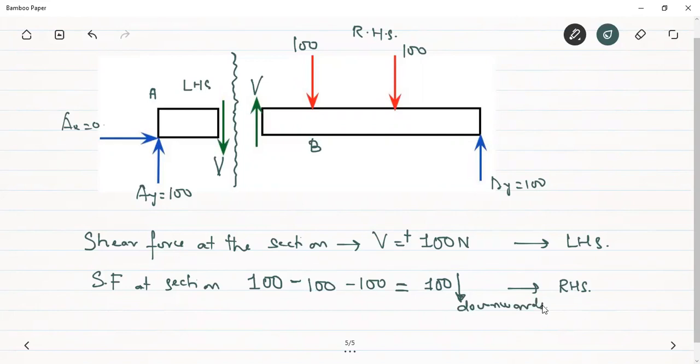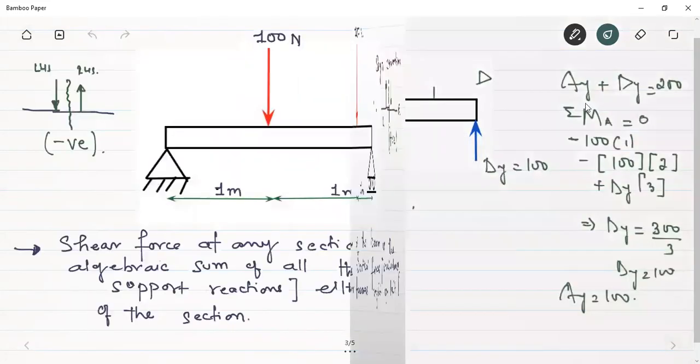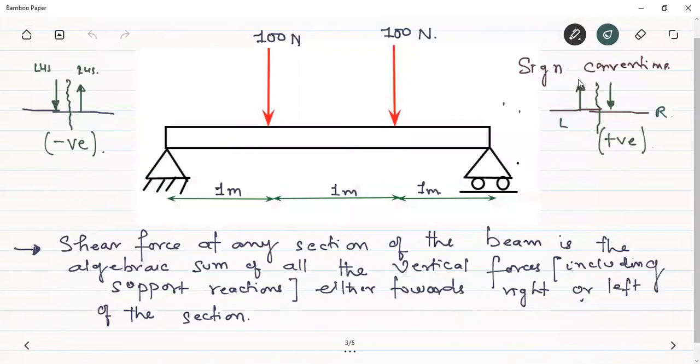So will the shear force be positive or negative? See the sign convention again. If the net force on the left hand side of the beam is upwards, then it is positive. But if it is downwards on the right hand side of the beam, still it is positive, isn't it? See this, left hand side, net force should be upwards to be positive. On the right hand side of the section, net force should be what? Downwards to be positive. Okay. Now, is this sign convention clear?